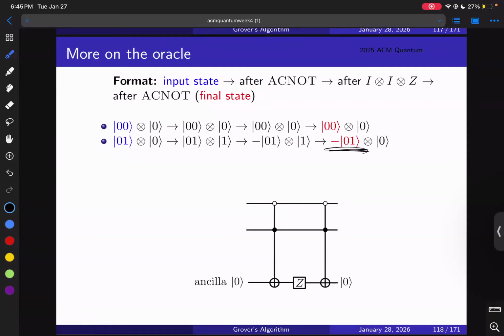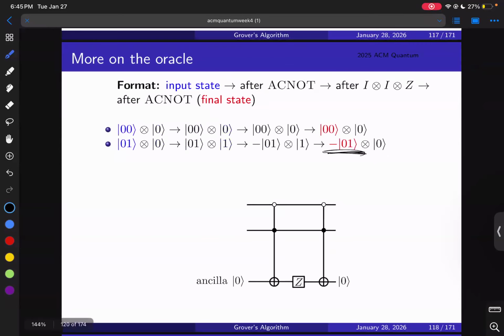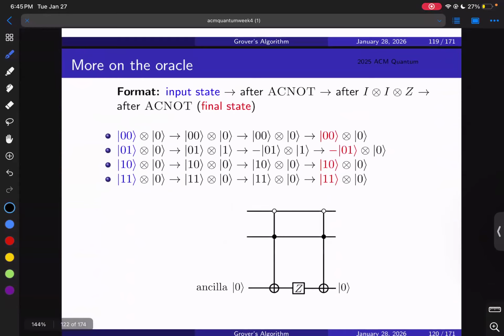Does that make sense? Sorry if that was kind of confusing. And here are the rest, the other two. So it'll only do something for the secret string 01. That's it.